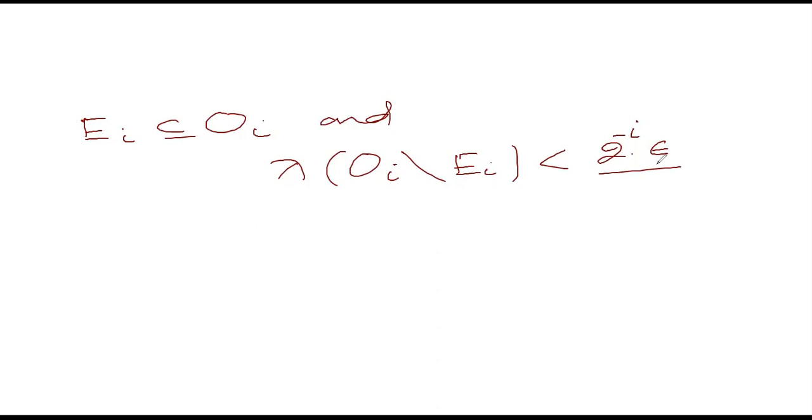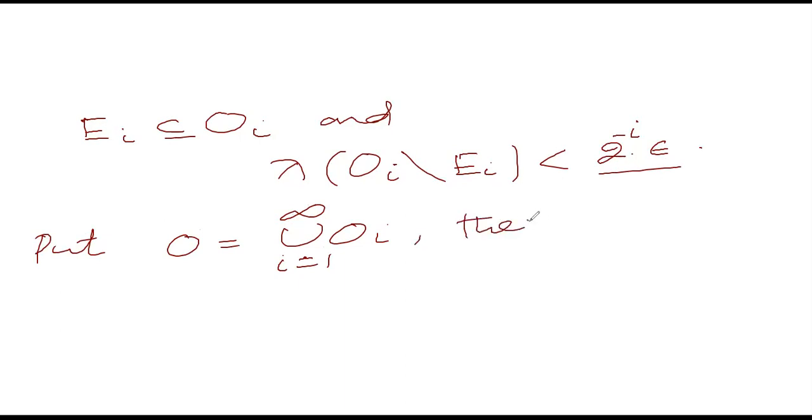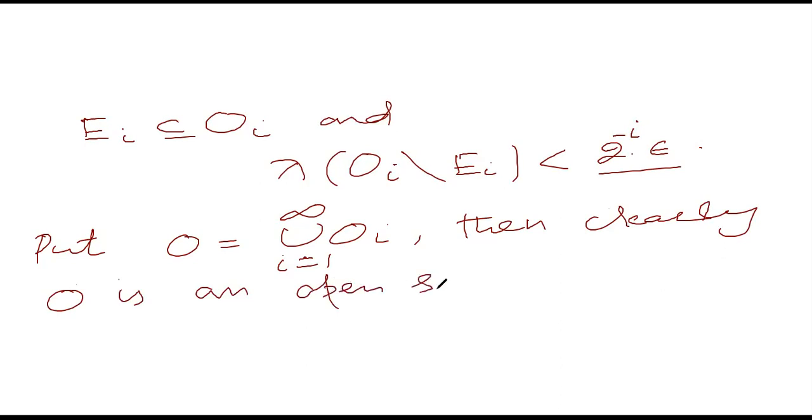Put O equal to the union of O_i, where i runs from 1 to infinity, i a positive integer. Then clearly O is an open set, because it's a union of open sets.